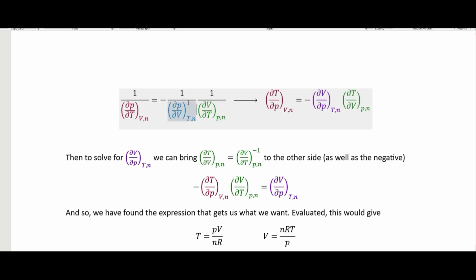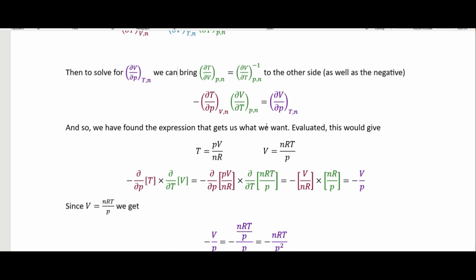So this is our reciprocal here with respect to this partial of pressure with respect to volume, and so that just ends up being our purple one right here. Then to solve for this purple one here, which is the partial of volume with respect to pressure, we can bring this over to the other side so that we end up with this right here. So now we have this by itself on one side of the equal sign. And so we found the expression that gets us what we want.